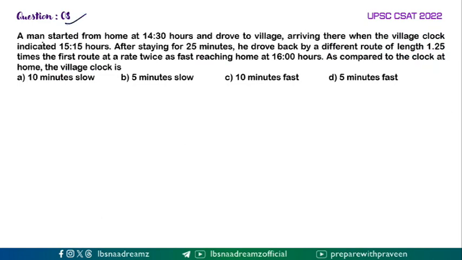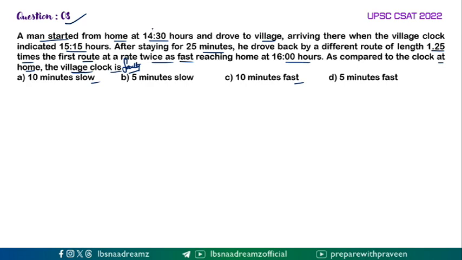Question 8. A man started from home at 14:30 hours and drove to village, arriving there when the village clock indicated 15:15 hours. After staying there for 25 minutes, he drove back by a different route of length 1.25 times the first route at a rate twice as fast, reaching home at 16 hours. As compared to the clock at home, the village clock is. So just by reading the question, we can understand the village clock is a faulty clock. It will be either slow or fast. So we need to find that.